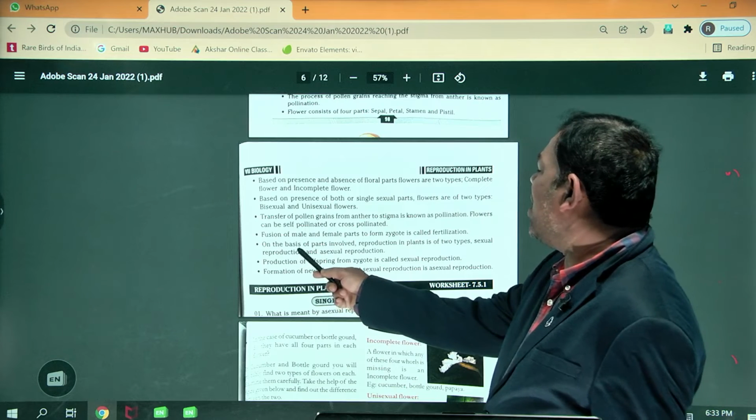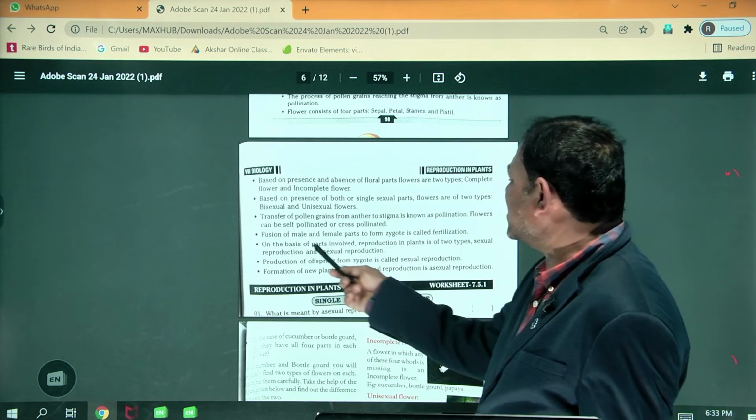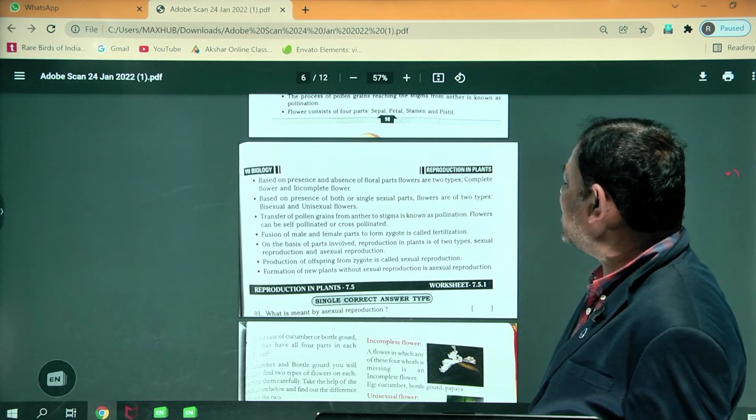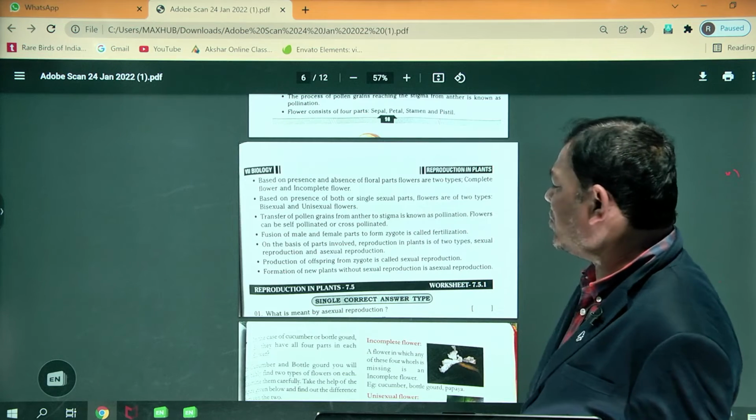Next, on the basis of the parts involved in reproduction in plants, there are 2 types: sexual reproduction and asexual reproduction. Production of offspring from the zygote is called sexual reproduction.